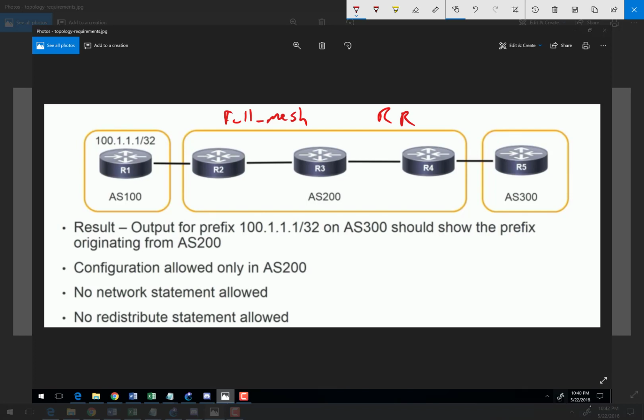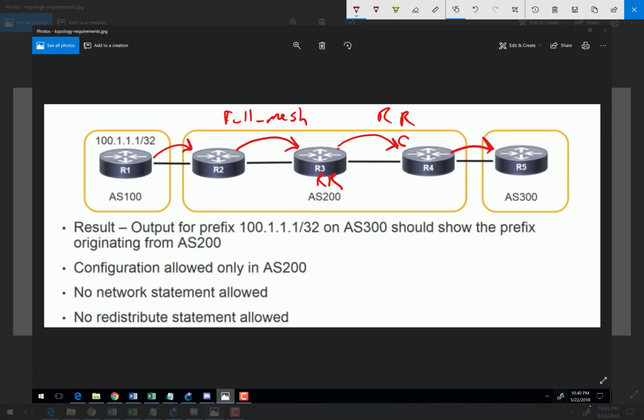So in order to beat the split horizon rule for BGP, we can turn router 3 into a route reflector. As the prefix propagates, router 2 will advertise it to router 3. We will tell router 3 that router 4 is a client, so it will advertise it to the client. Router 4 will receive it and send it to its eBGP neighbors.